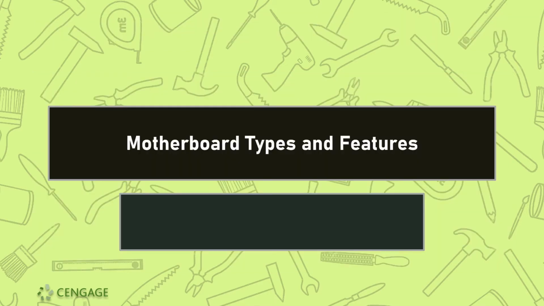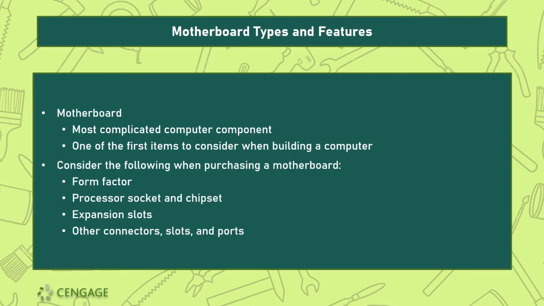So let's look at our types and features. Whenever we're dealing with building a new computer from scratch, one of the first items we must consider is the motherboard. It is the most complex component that's involved because it has to facilitate communication between all other devices inside the machine. We have to consider the following when we're purchasing a motherboard. Its form factor. So how does it hook into the case? Does it have a particular size or shape constraint? What processor, socket, or chipset does it use? That means compatibility for our CPUs.